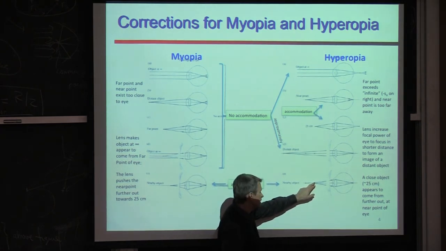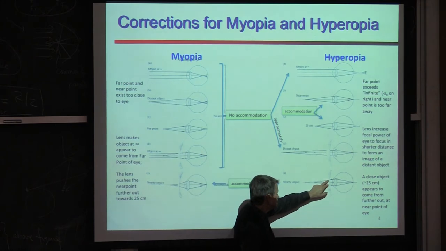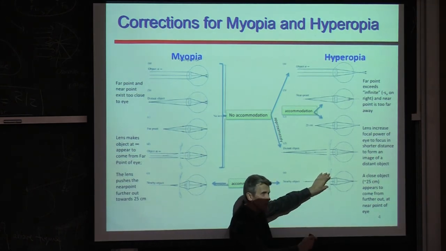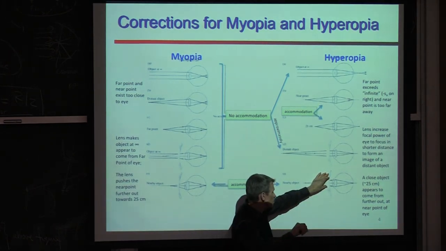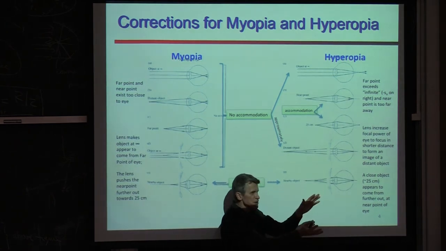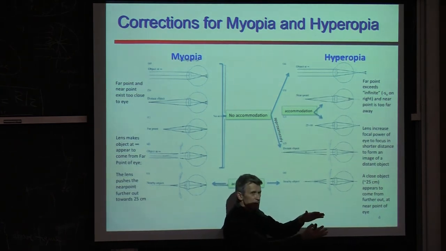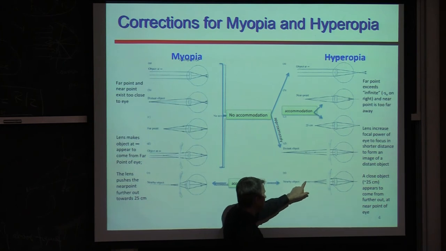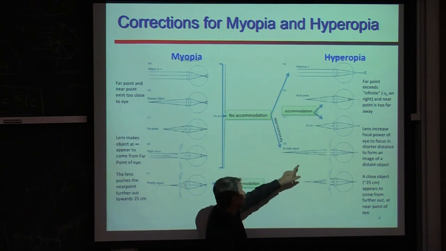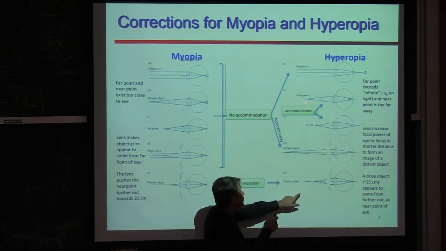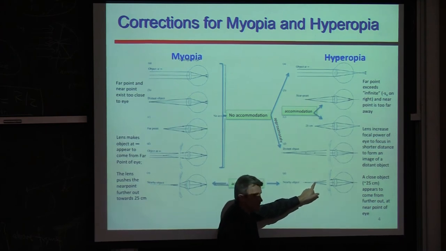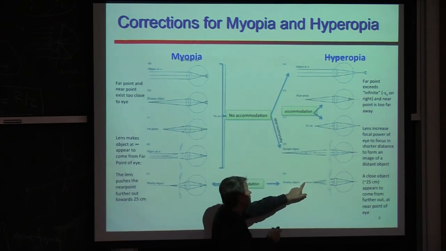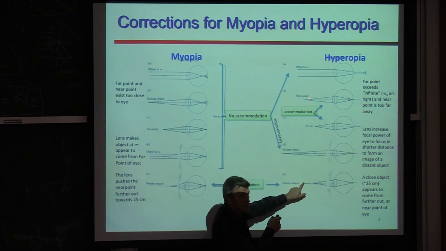This is a real object. And what the converging lens does is it doesn't focus this light. What it does is it takes diverging rays and makes them less diverging. So it makes the rays appear to come from where? My near point. There's the near point. I need to take 25 centimeters and make it appear to come from, let's say, 2 meters away.